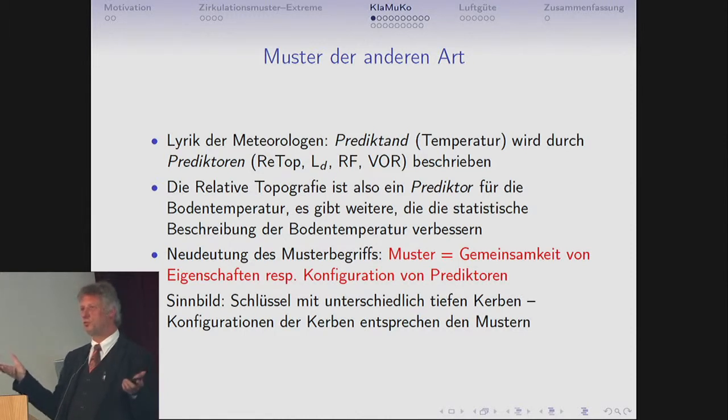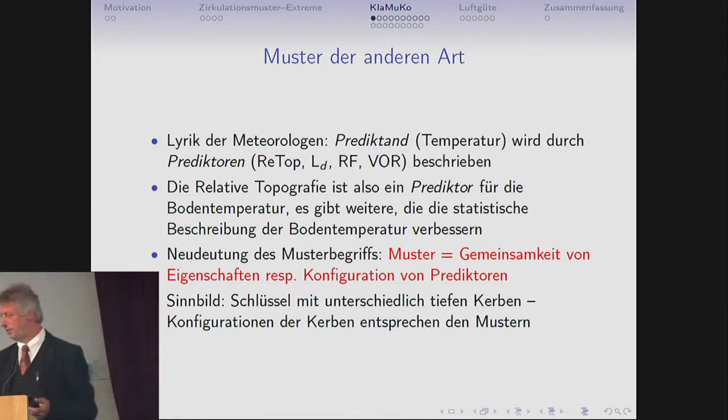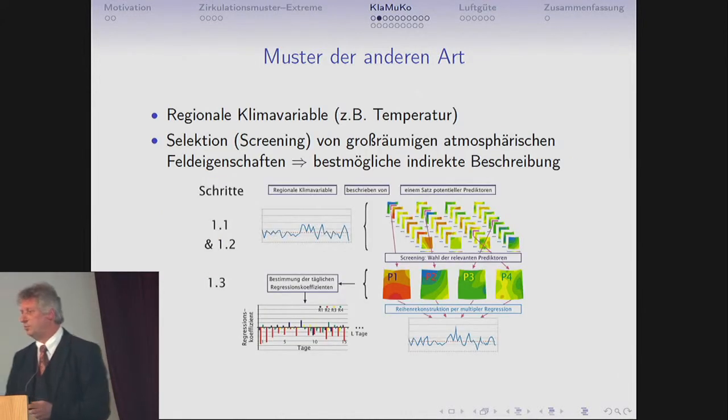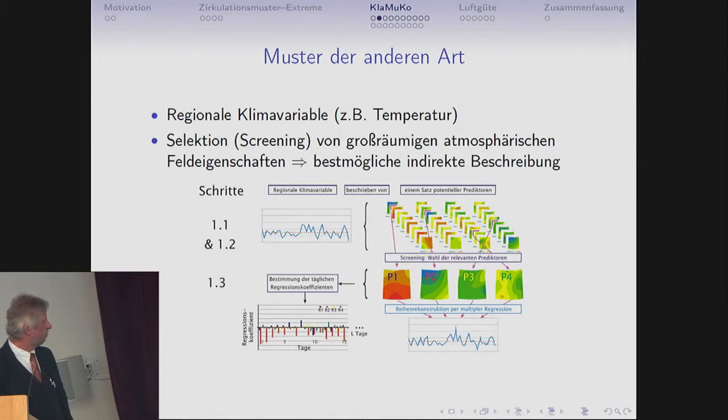So the pattern is now a new concept. These are different parameters that we use for it. A pattern is symbolized by the notches: we have a key with four notches, and they can differ. It's like an image of a key, and there are different regional climate variables, for example temperature. These configurations of the notches correspond to the different patterns.